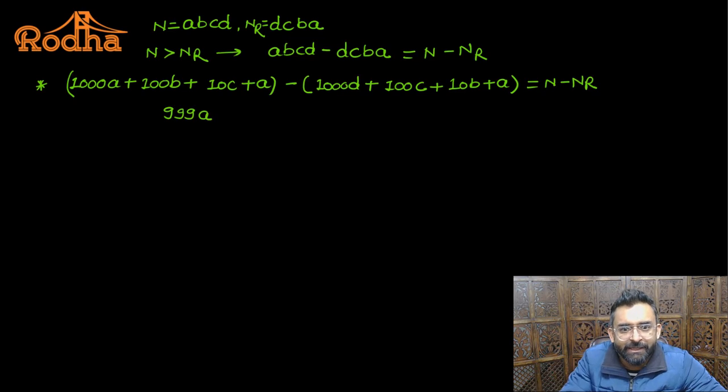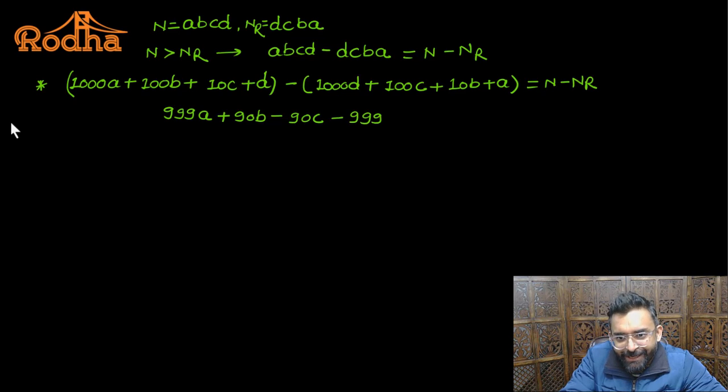Fine. Yes or no? This is D, I'm sorry, this is D. So 999A, this is 100B, this is 10B, so I'll be getting 90B. Fine. This is 10C, this is 100C, I'll be getting 90C. And this is D and this is 1000D, so I'll be getting 999D but negative. Okay, so that is number minus number obtained after reversing the digits.